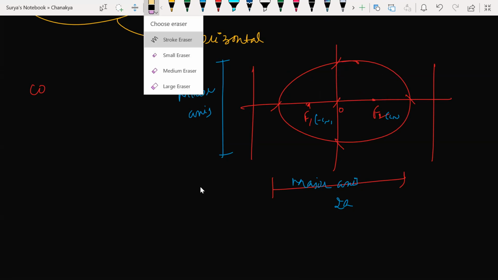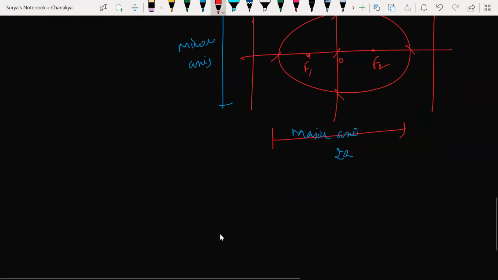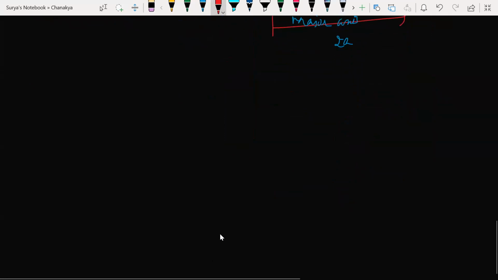Since you already know that, please open your notebook and check once. According to that, we will make a table. Let's make a table. What are the important things for solving the problems? We are going to discuss that, one by one. First, let us write the coordinates of the center.